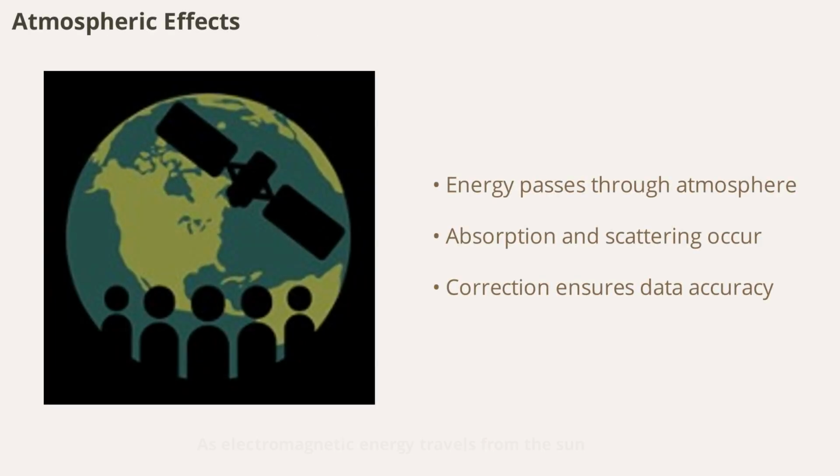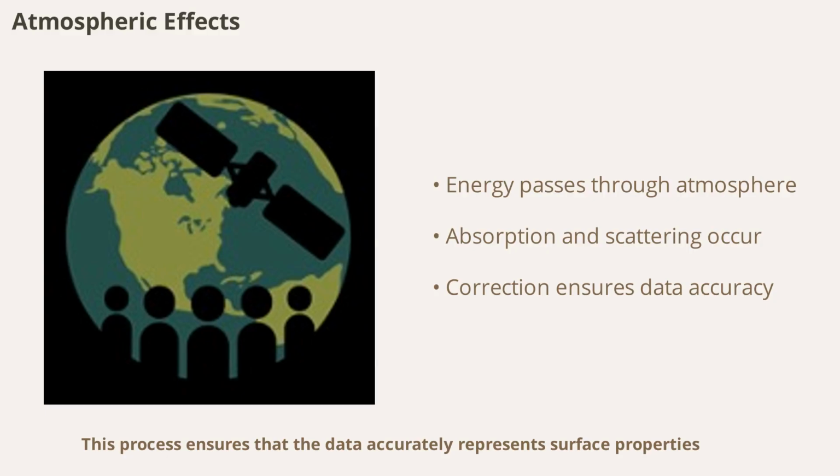As electromagnetic energy travels from the sun to Earth and back to the satellite sensor, it passes through the atmosphere twice. Along the way, energy is absorbed and scattered by gases and aerosols, which can distort the data. Atmospheric correction is a crucial step in remote sensing, removing these effects to reveal the true surface reflectance. This process ensures that the data accurately represents surface properties, enabling reliable analysis for scientific and practical applications.